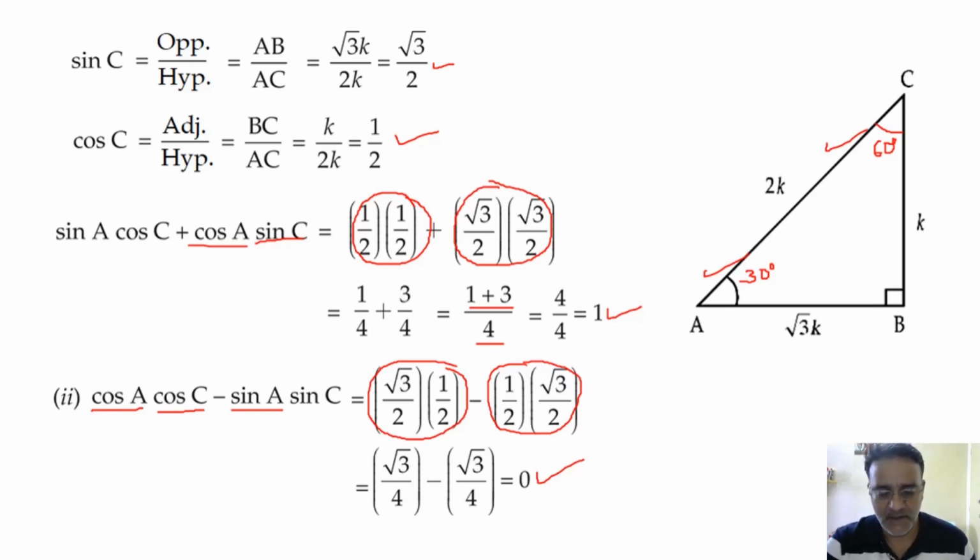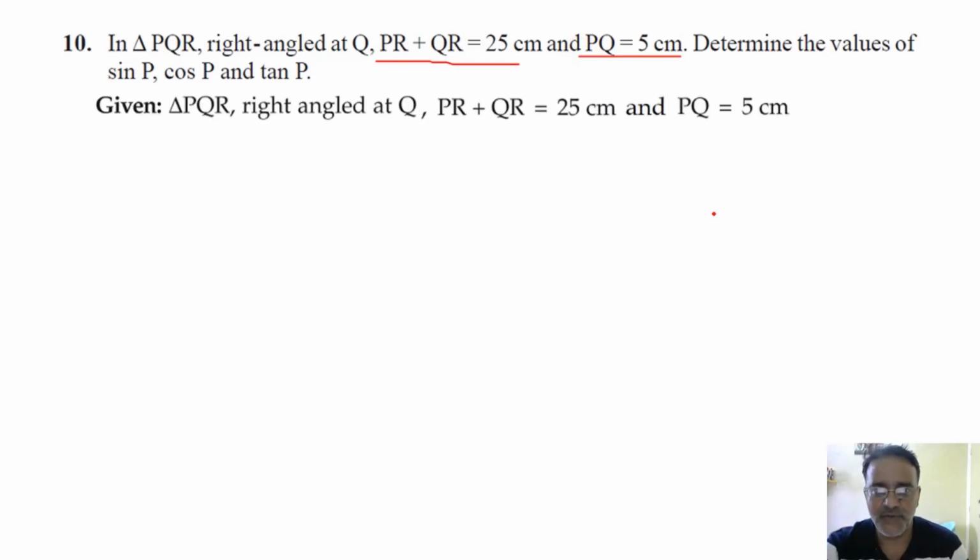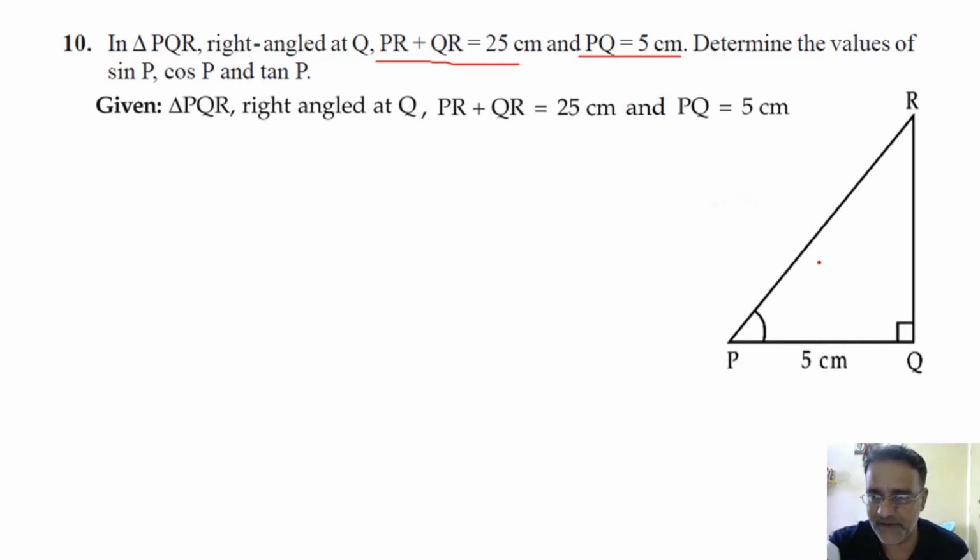Okay. Right. Now we'll move towards the next question. This is the 10th question. Very good question. In triangle PQR, right angled at Q, PR plus QR is equal to 25 centimeter and PQ is equal to 5 centimeter. Determine the values of sin P, cos P and tan P. So first we will make one right triangle.